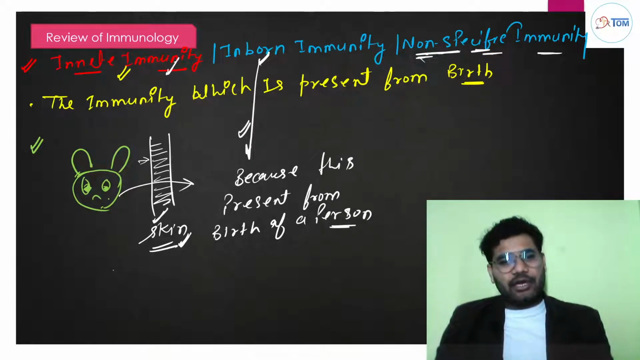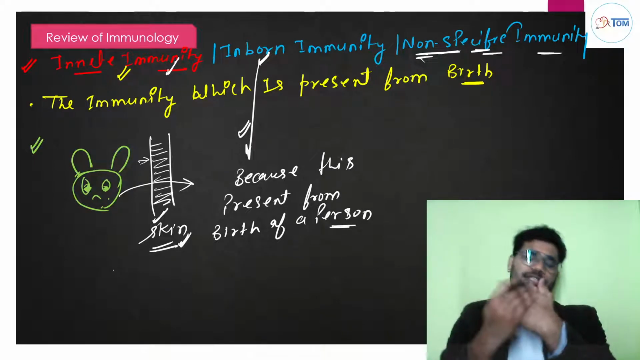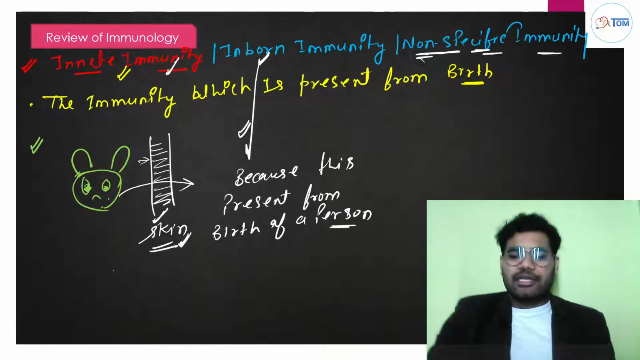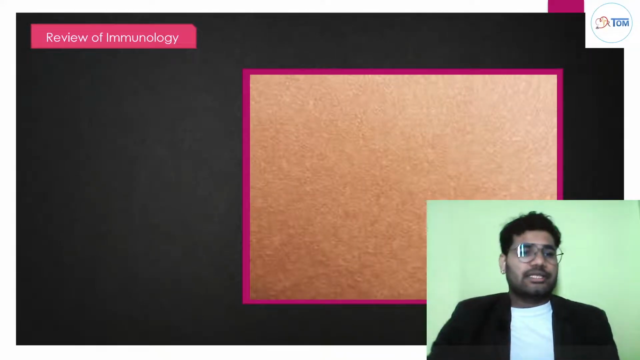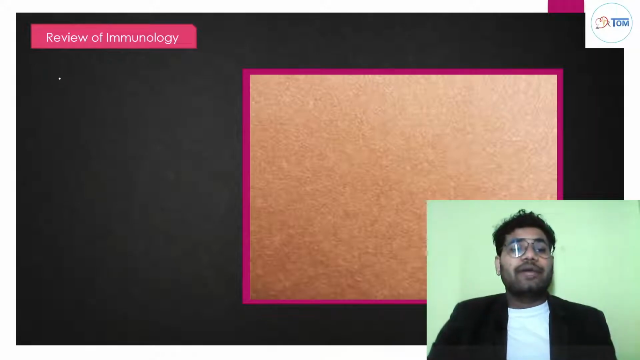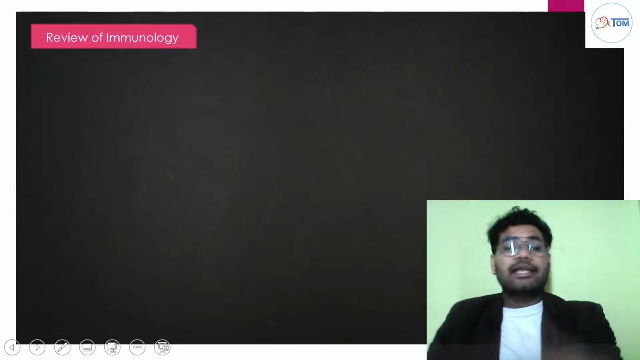Similarly, in our body we are offering this physical barrier, right, which is the skin. So now the question is, is skin the only thing which is present? Do we have only the skin? So the answer is no. Let me talk about what all kinds of innate barriers we provide. Let's talk about one by one, all the kinds of innate barriers we offer to a pathogen.